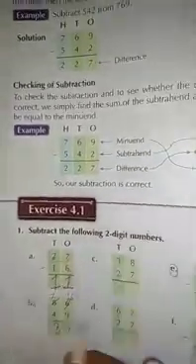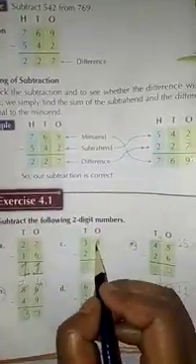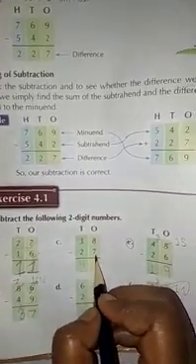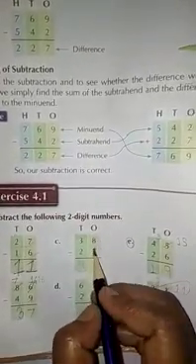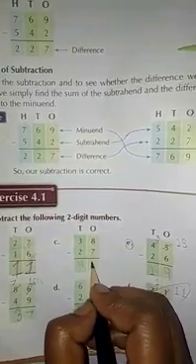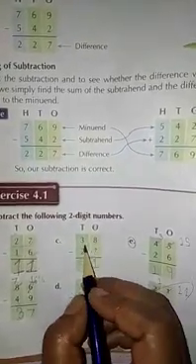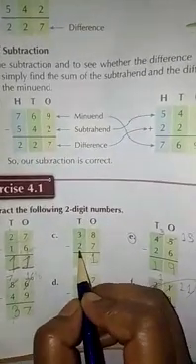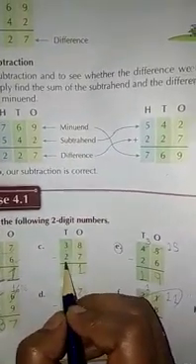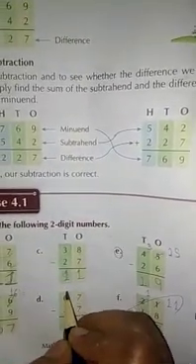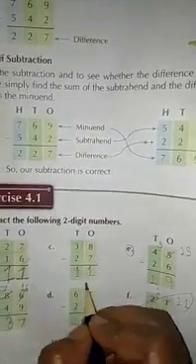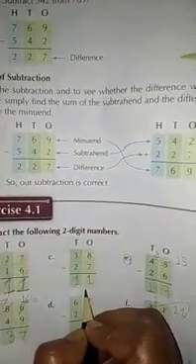Now you do C number. 8 minus 7. 8 is greater than 7, so directly we can subtract. So 8 minus 7 is 1. And here 3 is given, so from 3 we subtract 2. So 3 minus 2 is 1. So the answer is 11. Is it clear?